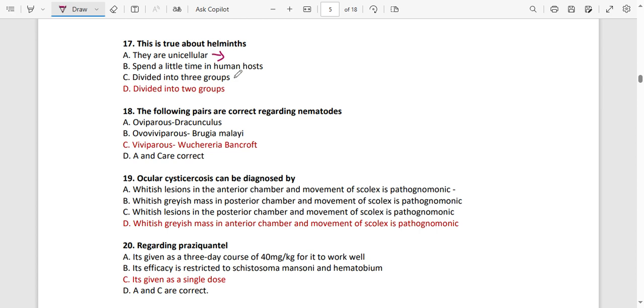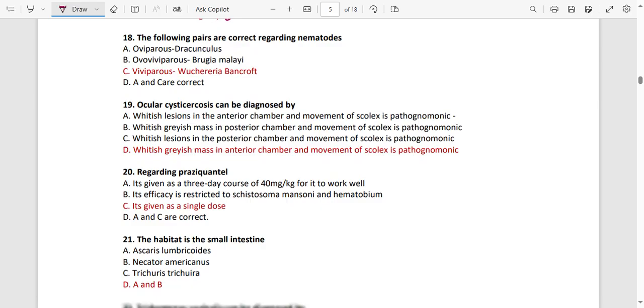Divided into three groups? No, how many groups are there? Oh, actually, that's the next option. They are divided into two. Which two groups are helminths divided into? The nematodes and the platyhelminths, or roundworms and flatworms.